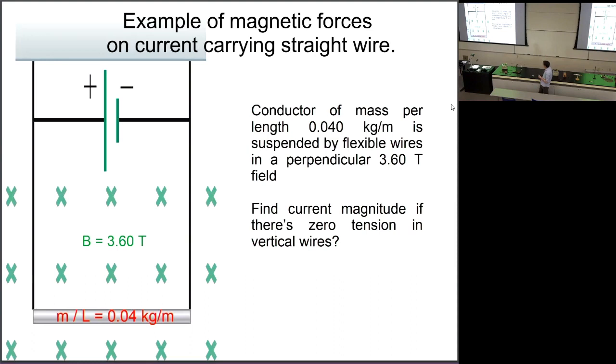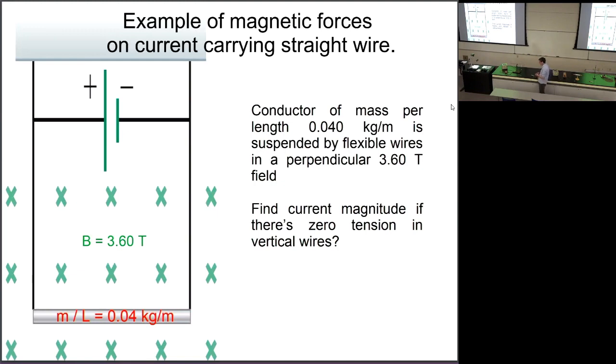I've built an electrical circuit, here it is, in which I've got a battery, so some current's going to flow around the circuit. And that circuit has this horizontal wire in it. And this horizontal wire is immersed in a region of magnetic field. And so there's going to be a magnetic force on this horizontal wire.